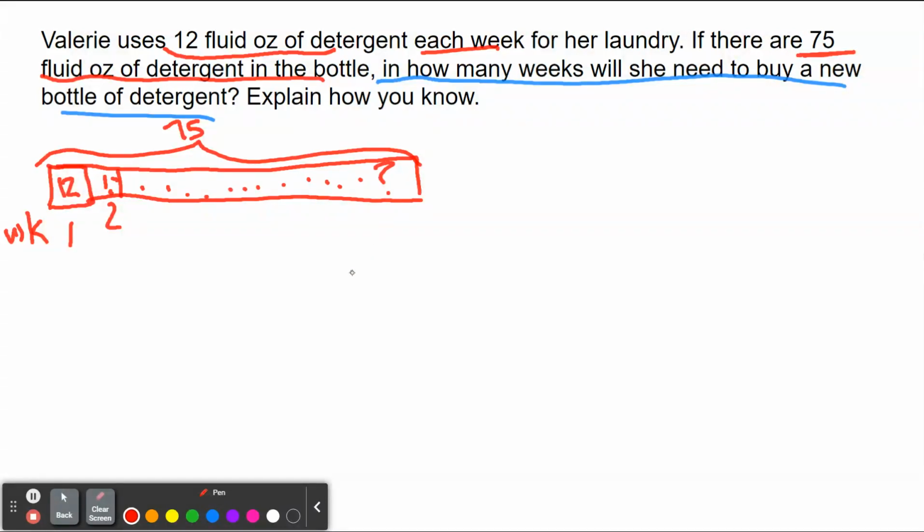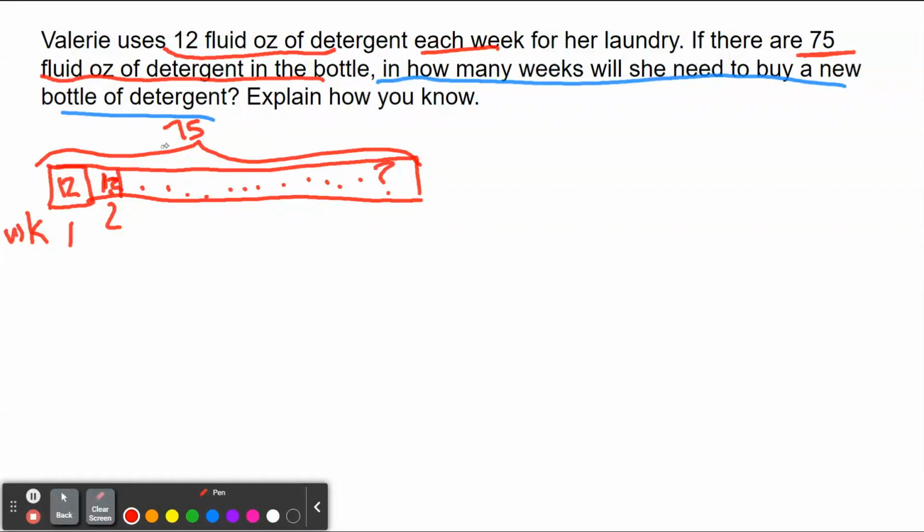But we're not really sure how many weeks that she will run out of detergent, right? We just know that every week she's going to be using 12 ounces. She uses the same amount every week. So we have equal groups and we have our total amount, right? So we can definitely divide to figure out how many weeks that we have. We know how many ounces she uses each week, but now we have to figure out how many weeks. So let's go ahead and divide.